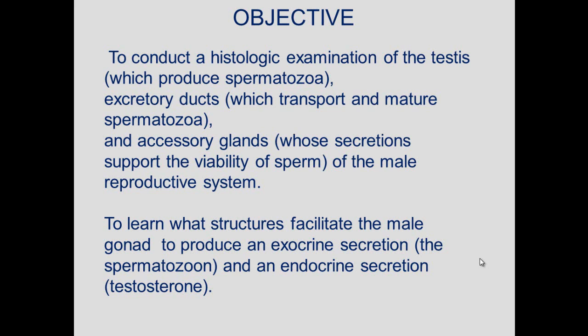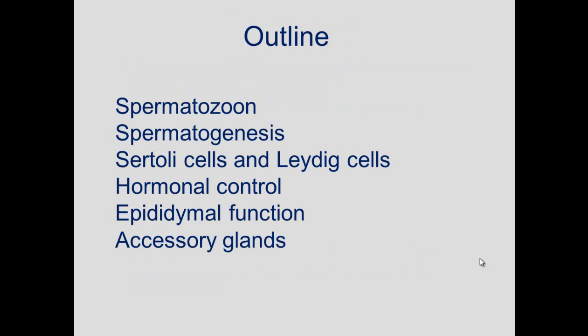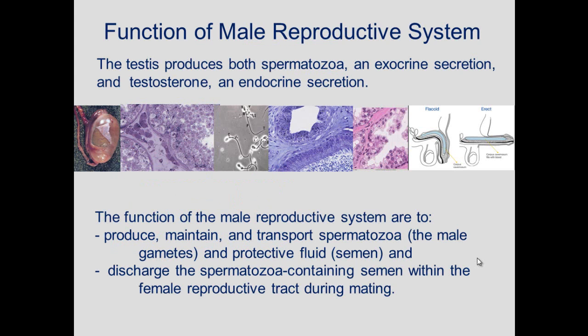We also want to learn the structures that allow the male gonad to produce endocrine and exocrine secretions, endocrine being testosterone, exocrine being the spermatozoon. We're looking at the spermatozoon, then spermatogenesis, how it is produced, the support cells in the testis, Sertoli cells and Leydig cells, and we'll talk about hormonal control, epididymal function, and accessory glands.